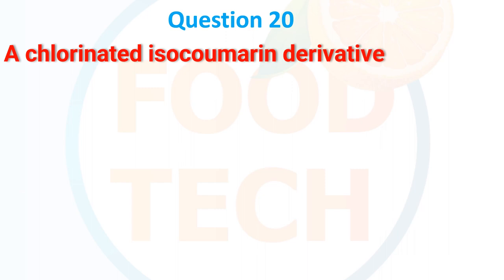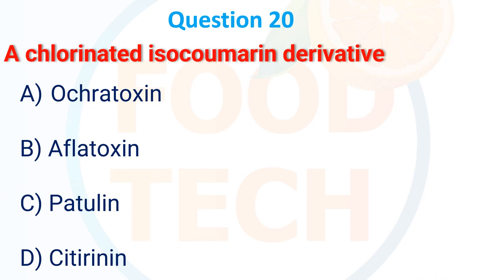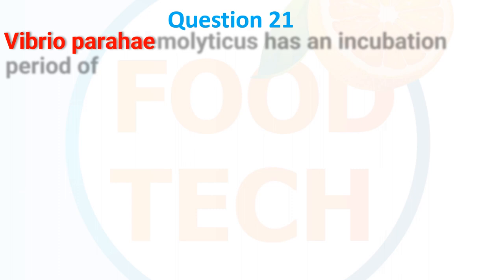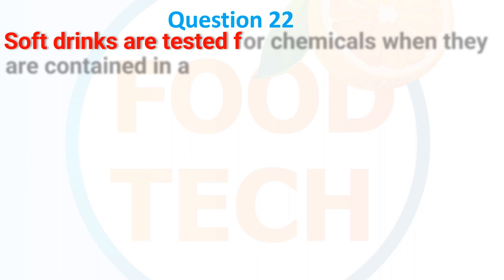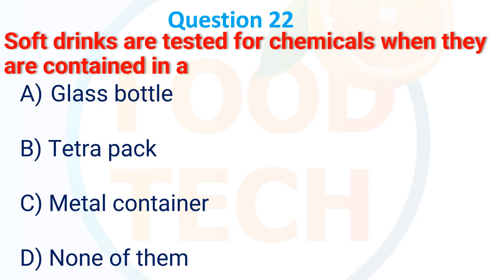A chlorinated isocoumarin derivative is A. ochratoxin, B. aflatoxin, C. patulin, D. citrinin. The answer is ochratoxin. Vibrio parahaemolyticus has an incubation period of A. 15 to 24 hours, B. 30 minutes to 8 hours, C. 12 to 15 hours, D. 6 to 48 hours. The answer is A, 15 to 24 hours. Soft drink is tested for chemicals when contained in A. glass bottle, B. tetra pack, C. metal container, D. none of them. The answer is metal container.